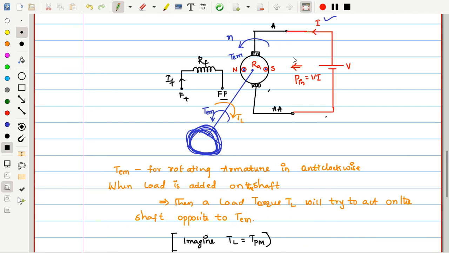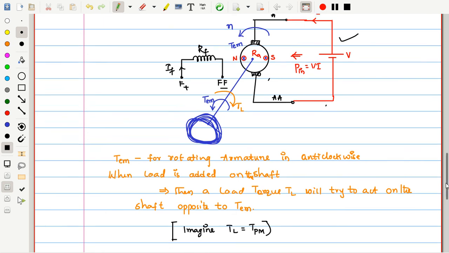Because the rotor is also carrying current, by applying this source, with the stator field already there, the rotor field is going to be produced when I connect the source. These two interact and produce the TEM. The TEM acts on the rotor conductor, so the shaft is going to rotate. If we add any load on this shaft, it will try to produce an opposite torque to this electromagnetic torque, which we call the load torque.